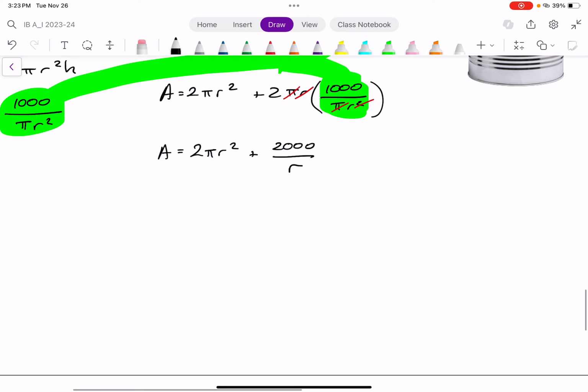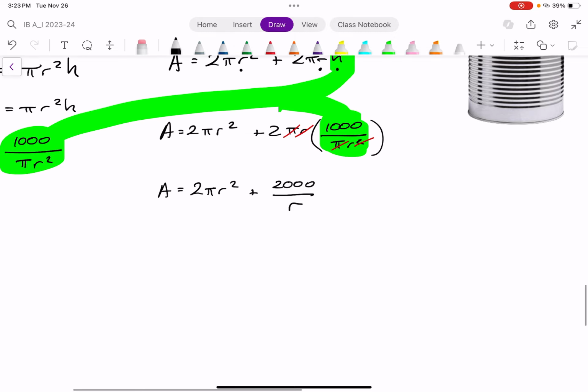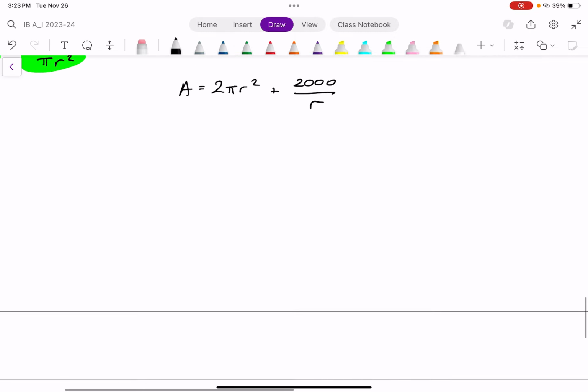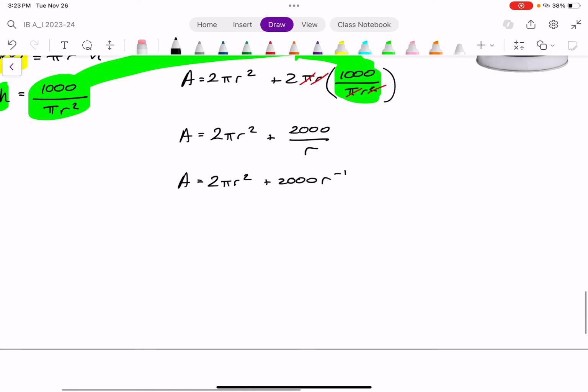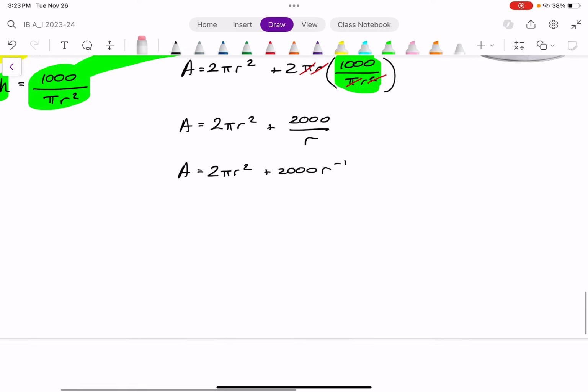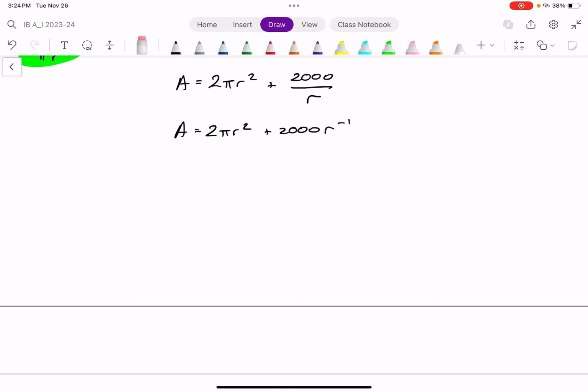Which, keep in mind, for differentiating, it's actually a little nicer if I write it as 2 pi r squared plus 2,000 times r to the negative 1. All right, I could take out a factor of 2, but I'm just going to differentiate this right now. And again, I could also just graph this function here and find the minimum surface area. But let's assume we are trying to find this with derivatives, so pretty nice function to differentiate.